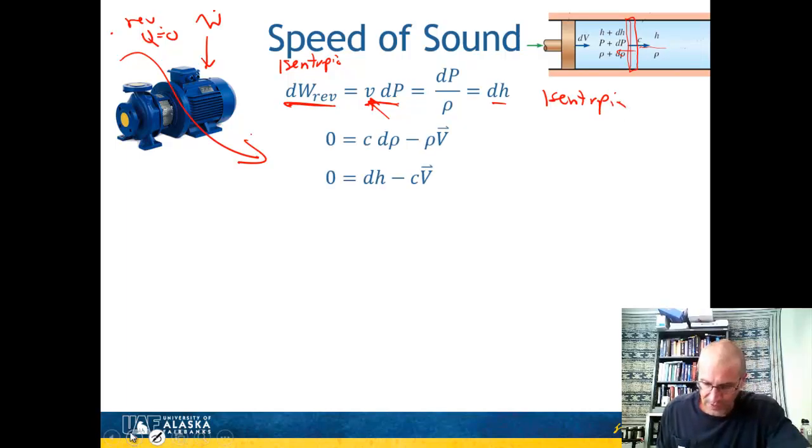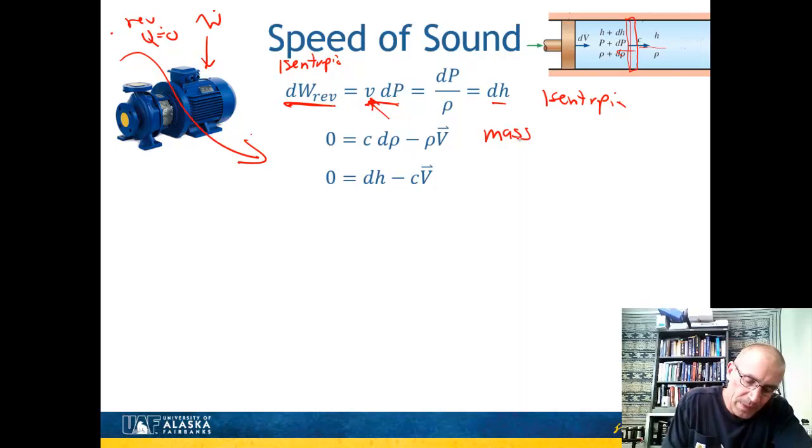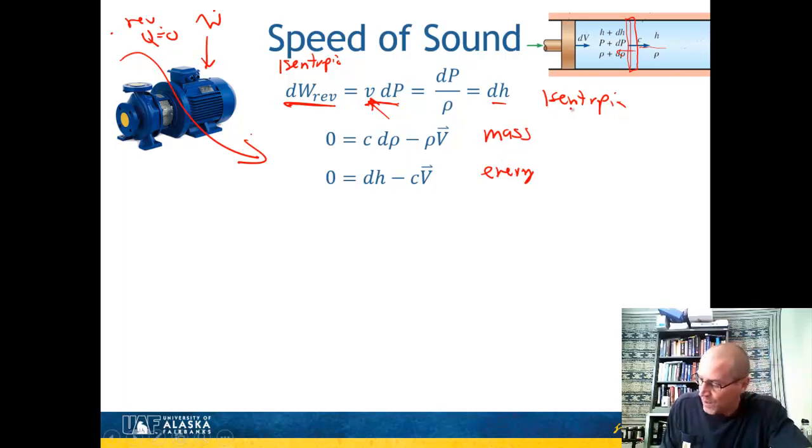Okay, so let's review what equations we have. The top one, this was a mass balance. The second one down here was an energy balance. And the third one right over here is an isentropic relation. So I've conserved mass, conserved energy, and I've done my compression isentropically. Okay, so now we can combine those three equations right there.